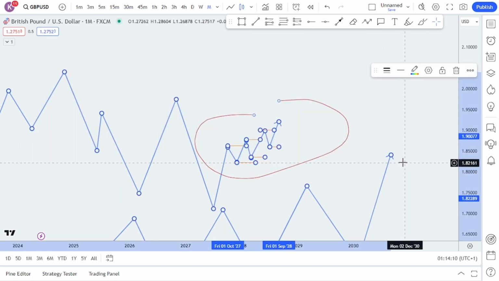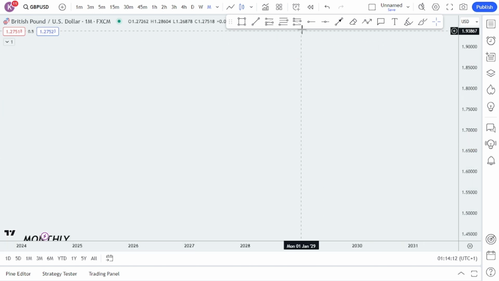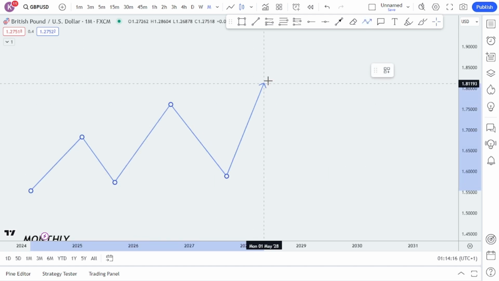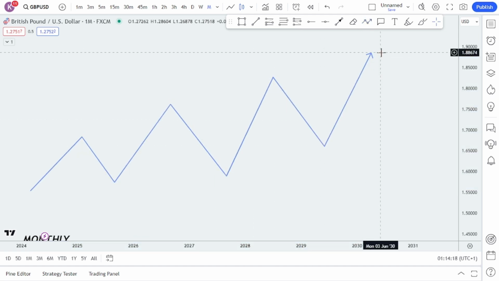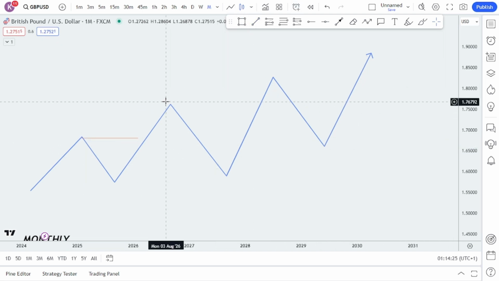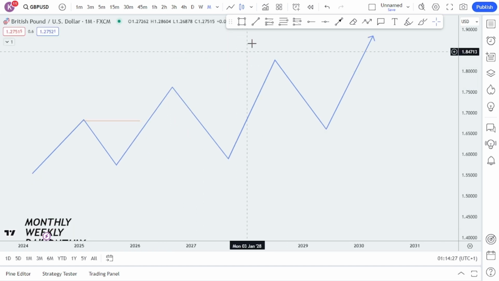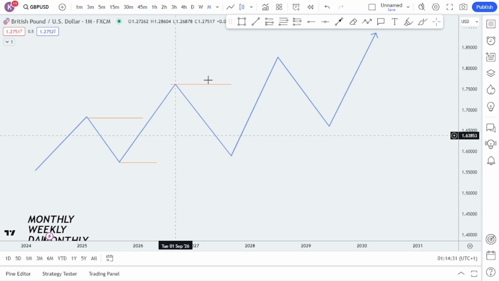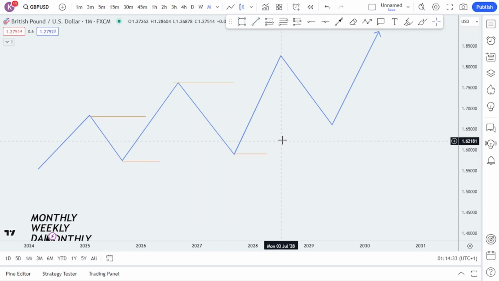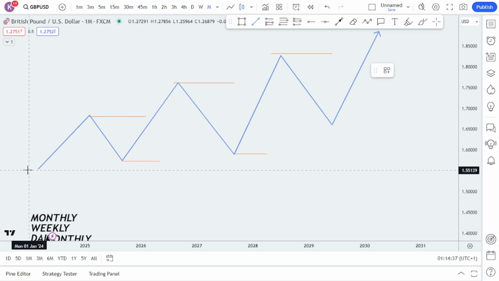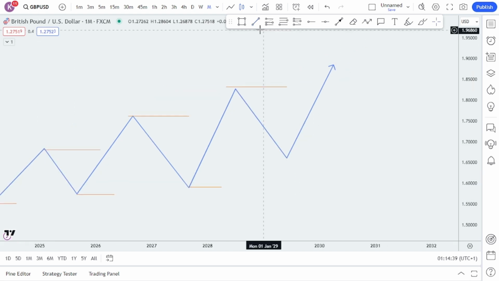It's going to be expanded like this because the weekly chart is a smaller time frame than the monthly. So all those orange lines will still be very much visible.